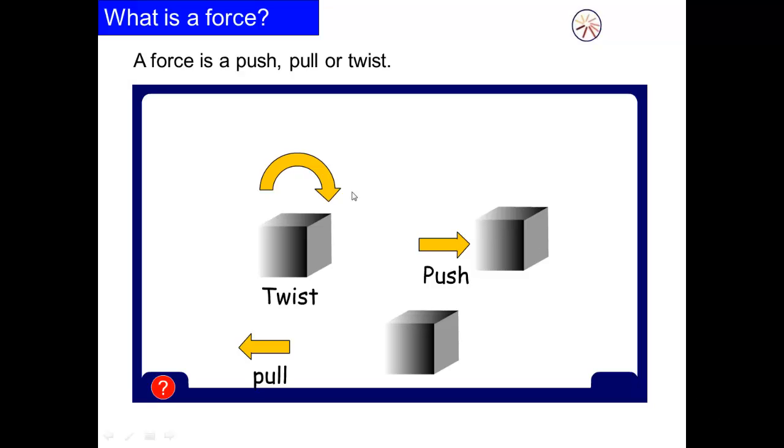Now, what is a force? It's a twist, a push, or a pull. A push is when the force is on one side and the object moves away. A pull is when the force is on one side and the object comes towards you. A twist is a mixture of both. One side gets pushed away, the other side gets pulled towards you.